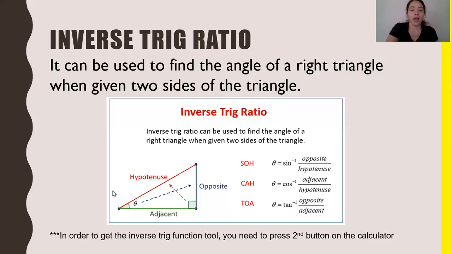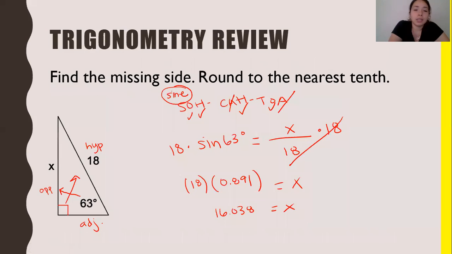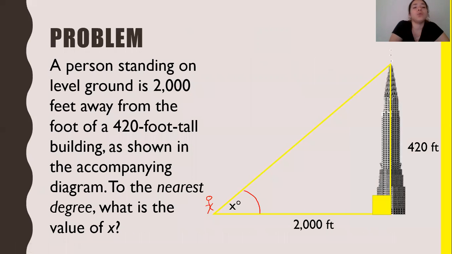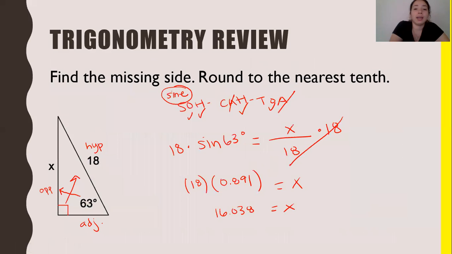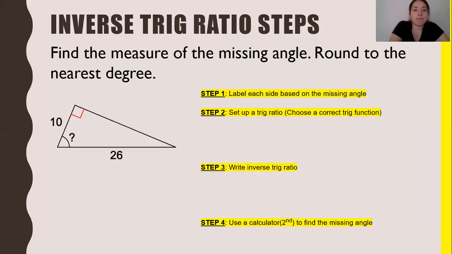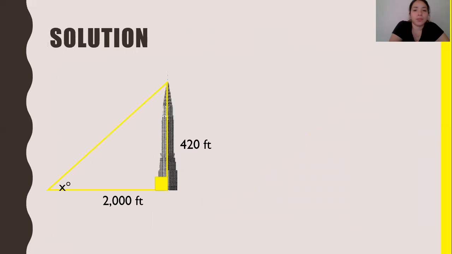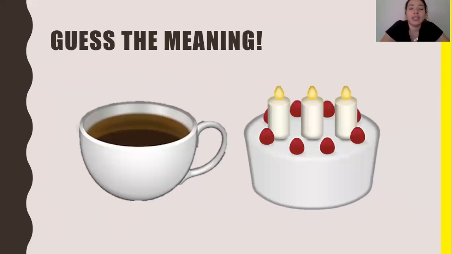All right, we only have 4 minutes, so we will not be getting to inverse trig ratios. Instead, that's something that we will cover next time. So we'll be able to solve our problem during our next session. Instead, go ahead in the chat box, you can say it out loud, guess the meaning. Remember, I'm keeping track of points.